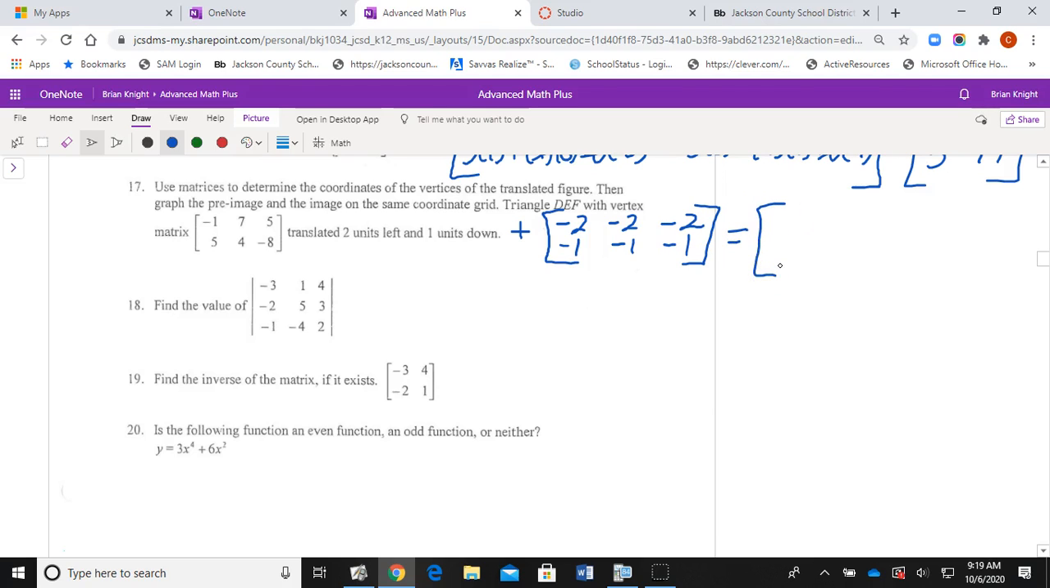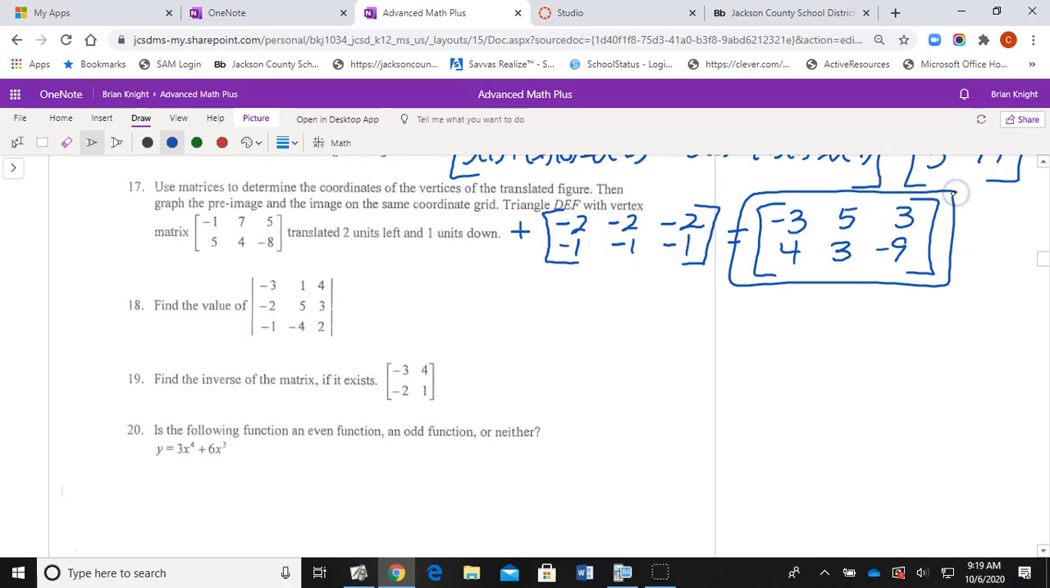So you have -1 and -2 make -3, 7 and -2 make 5, 5 and -2 make 3, 5 and -1 is 4, 4 and -1 is 3, -8 and -1 is -9. That's going to be the points of my new image. And like I said, on your exam, they'll have them graphed. They'll actually have the triangles graphed for you to look at as well. Any questions? Everybody good?